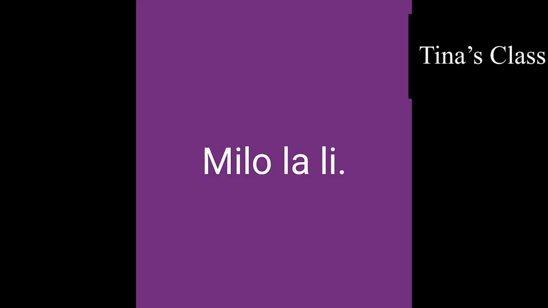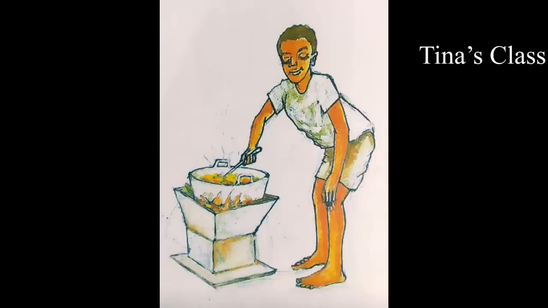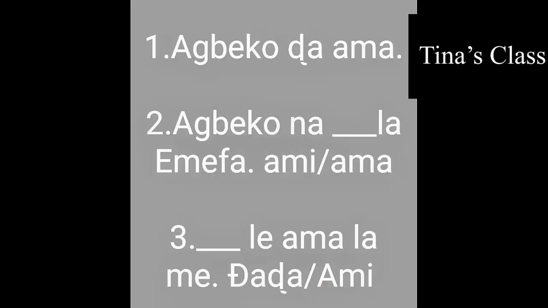There is milo. Here is a picture of agbeko. Agbeko is preparing ama. Ama can be spinach, it can be dandelion, it can be cocoyam leaves. So in all, they are leafy vegetables. So that's what agbeko is preparing. Now you complete some sentences, so let's look at them. The first one reads, Agbeko da ama. Agbeko prepared ama.